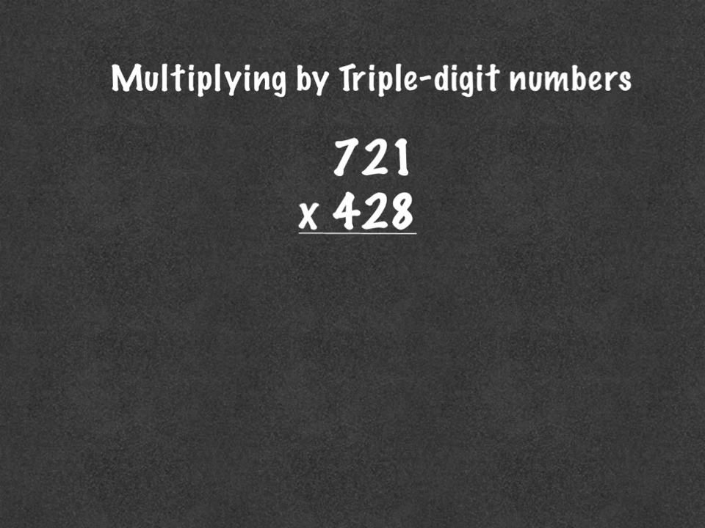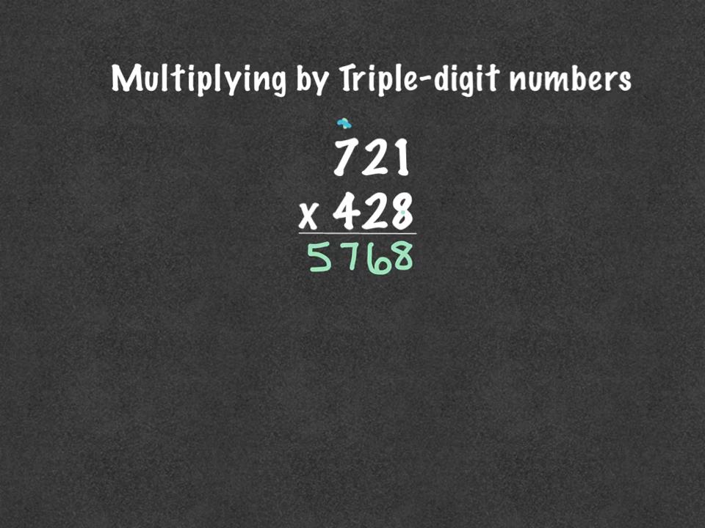So our problem is 721 times 428. So our first step is to multiply the 8 times everything on the top. So 8 times 1 is 8. 8 times 2 is 16. Bring our 1 up here. 8 times 7 is 56, plus 1 is 57. Okay. So, and I'm going to cross out my regrouping up there.